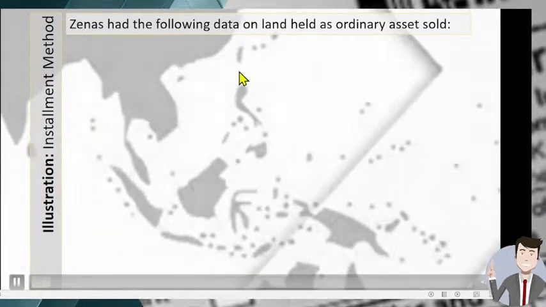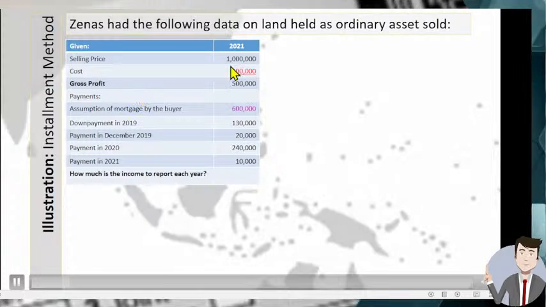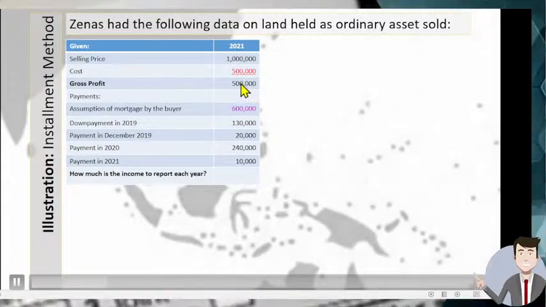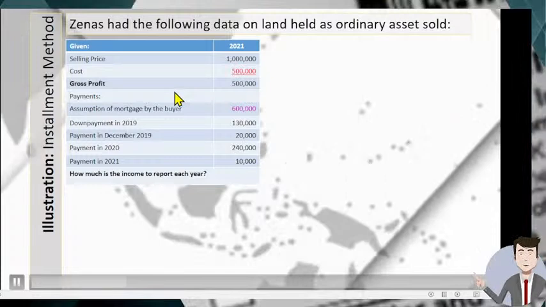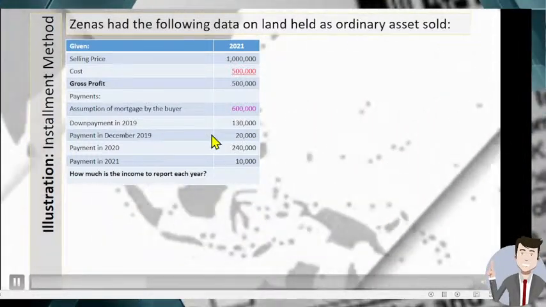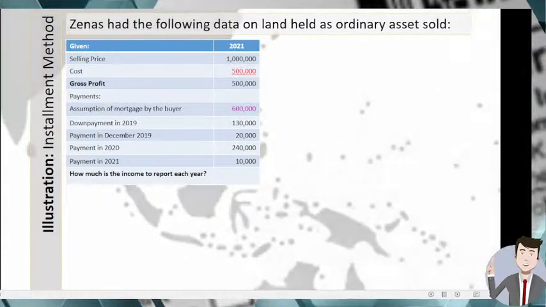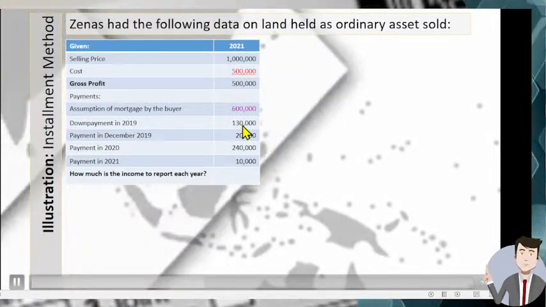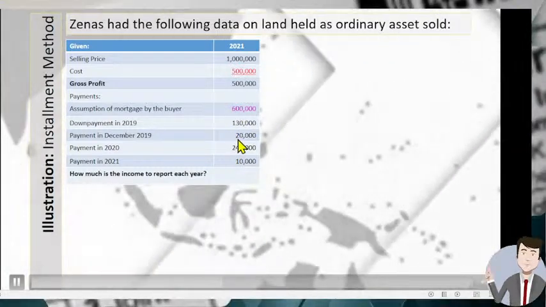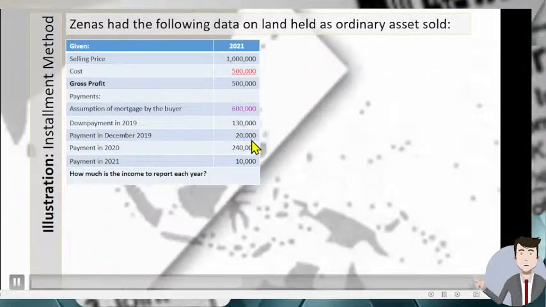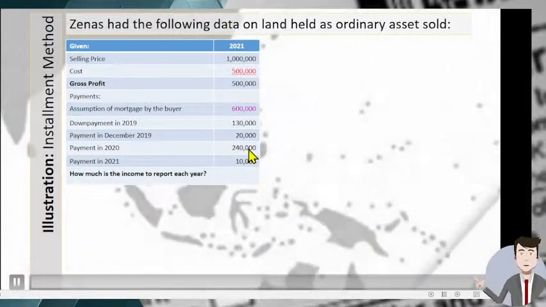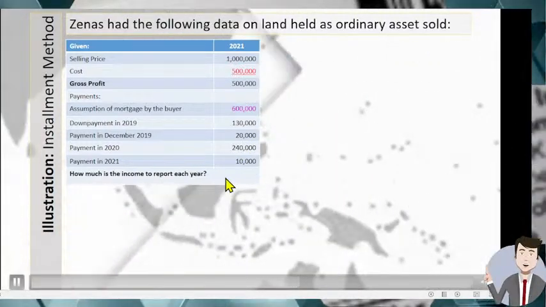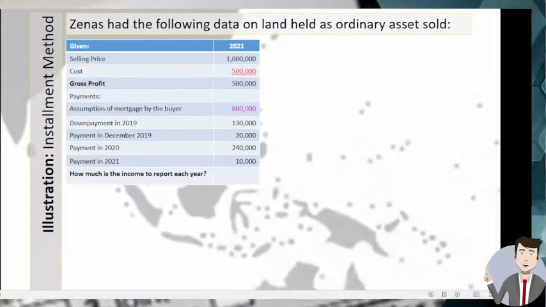Zenas has had the following data on land held as an ordinary asset. So given information, we have your selling price, your cost of 500,000, and of course, we have a gross profit of 500. So the schedule of payments that the seller is going to receive: first, on the year of sale, a mortgage of 600,000, which is assumed by the buyer. Then a down payment in 2019 in the amount of 130,000. Then an installment payment also in December 2019, that's 20,000. Then payment for 2020, 240. Then in 2021, that's 10,000. The same question, how much is the income to be reported on year 2018, 19, 20, and 21?